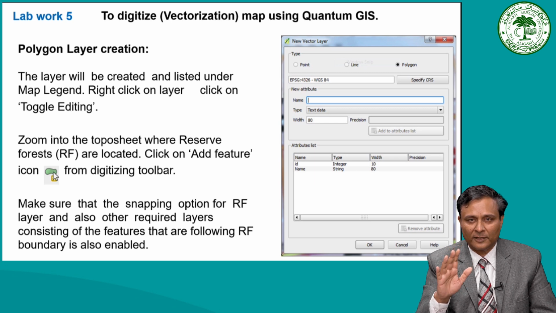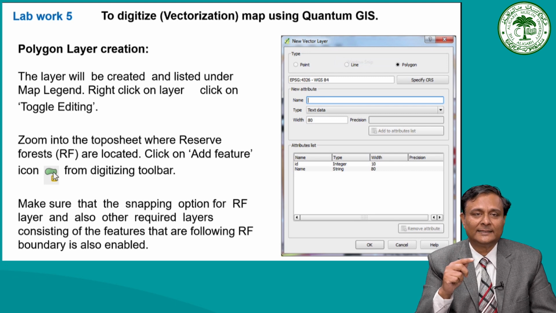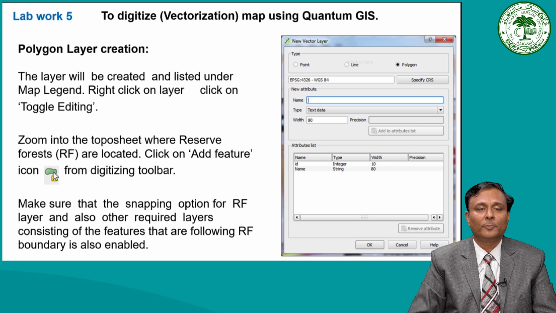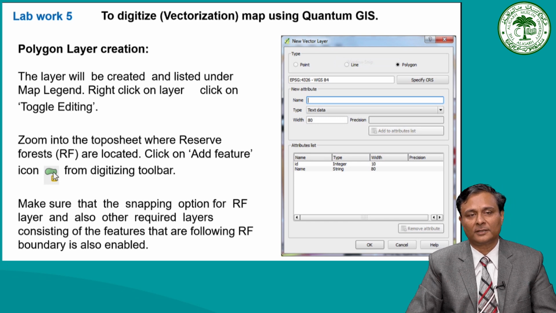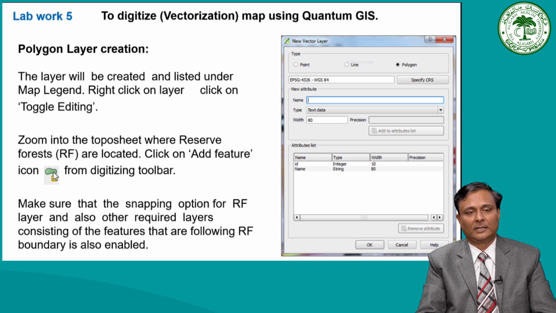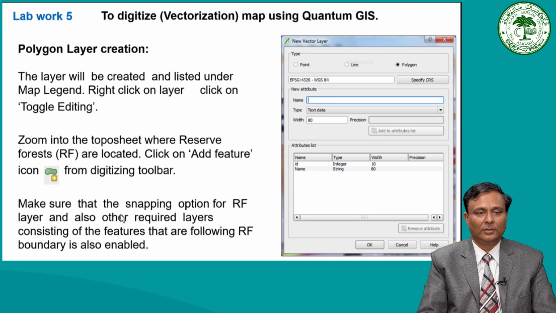So you need to be careful. If it is not appearing, that means while creating a new vector layer, you haven't selected the appropriate geographical entity, point, line or area. If you have selected point, then this won't appear, and if you have selected polygon, then the point and line symbols would not be appearing. So that is the basic thing which you need to remember.